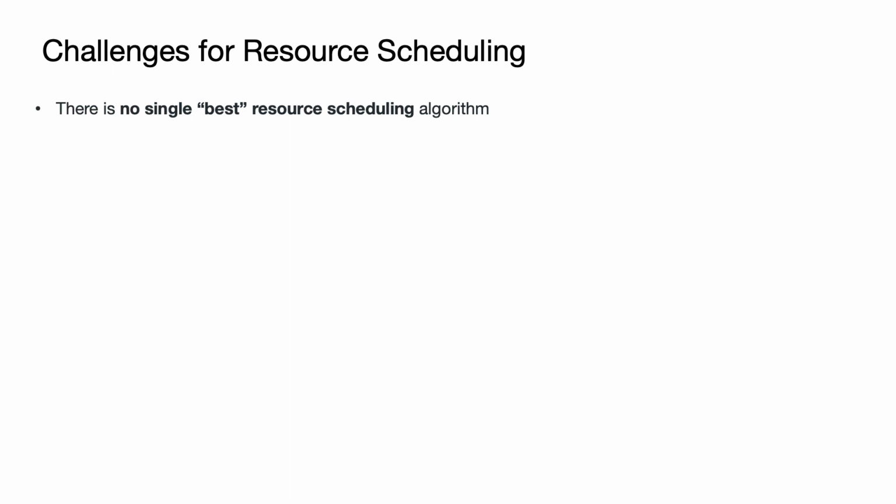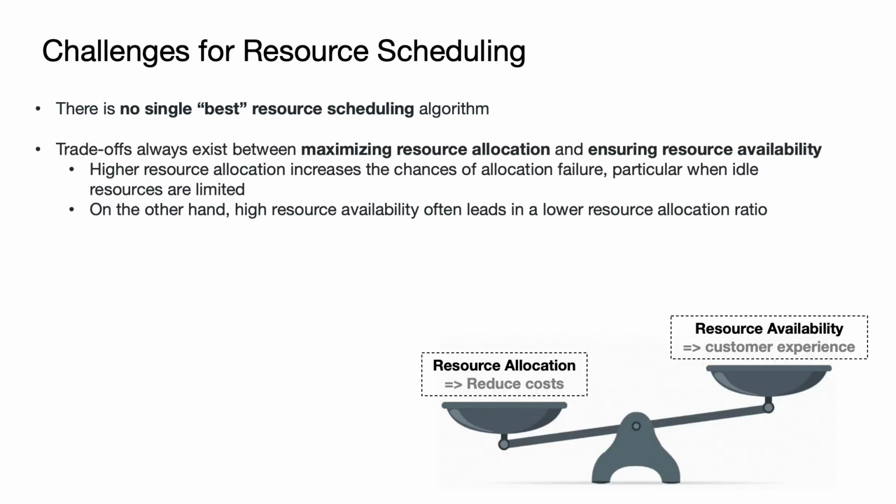In terms of the challenges we face, we believe there is no one-size-fits-all algorithm that can address everything. It's about finding the right balance between maximizing resource allocation and ensuring resource availability. Higher resource allocation increases the chances of allocation failure, particularly when idle resources are limited. On the other hand, high resource availability often leads to a lower resource allocation ratio.